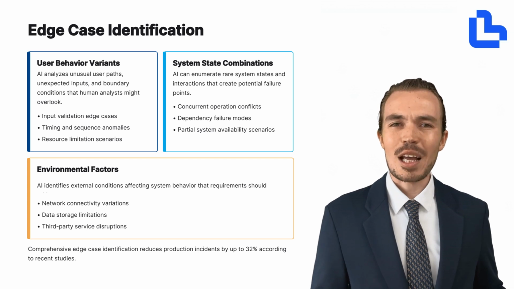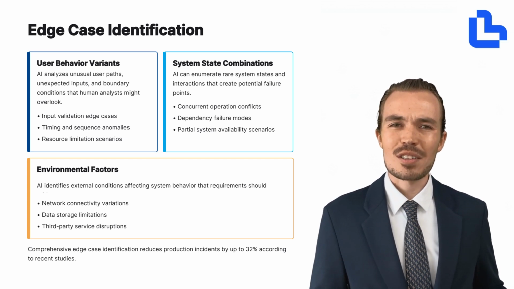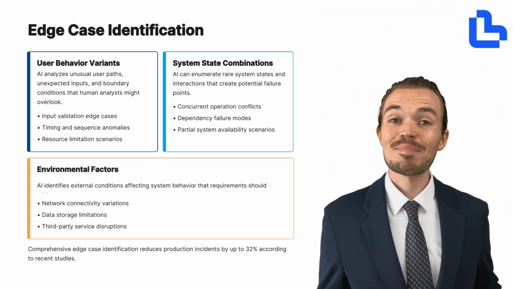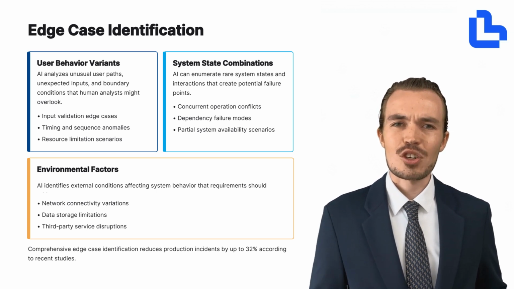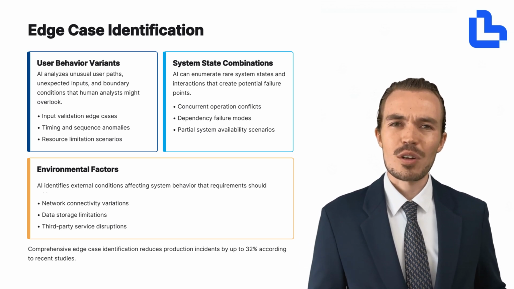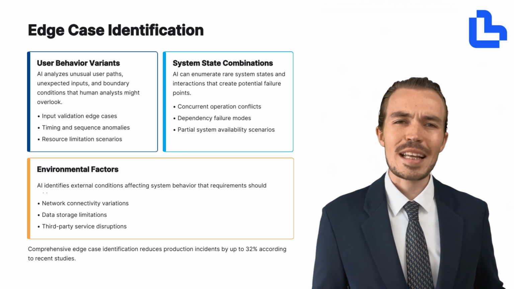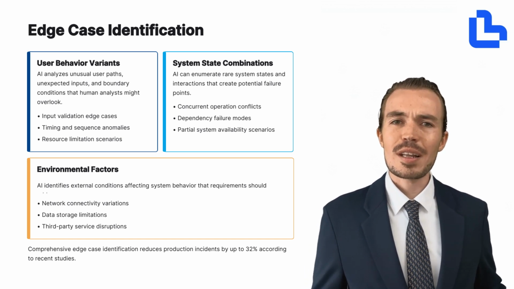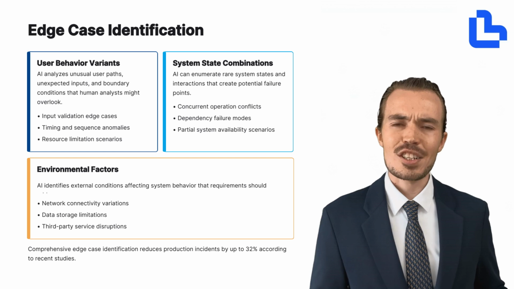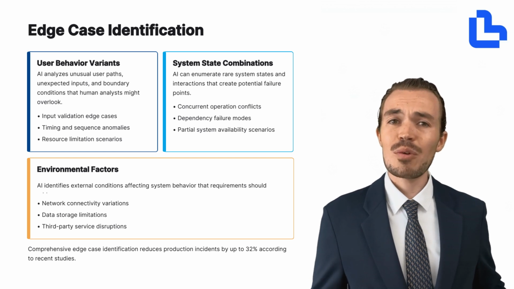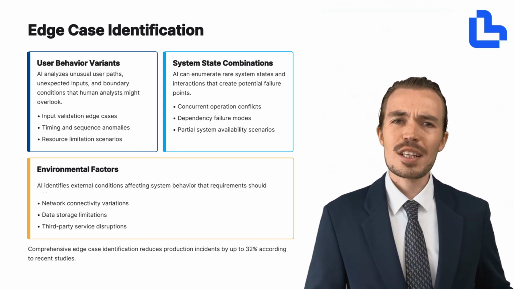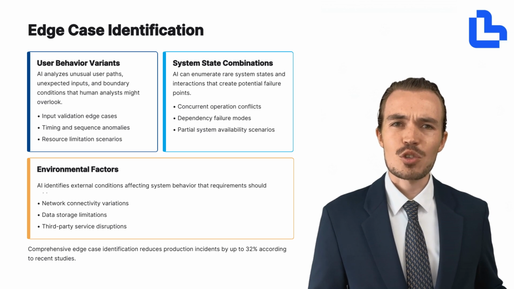Finally, AI helps identify environmental factors that might affect system behavior. These include network connectivity issues, data storage limitations, or disruptions from third party services. These are often overlooked during manual reviews, but can have a major impact on user experience. By identifying these edge cases early, AI helps reduce production incidents by up to 32%. That's a huge win for product stability, user satisfaction, and development efficiency.